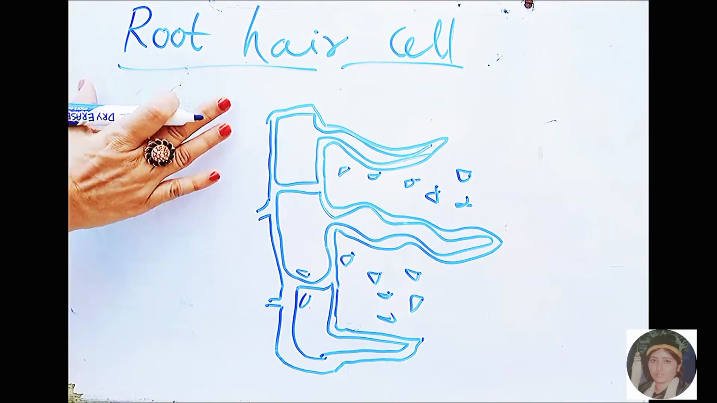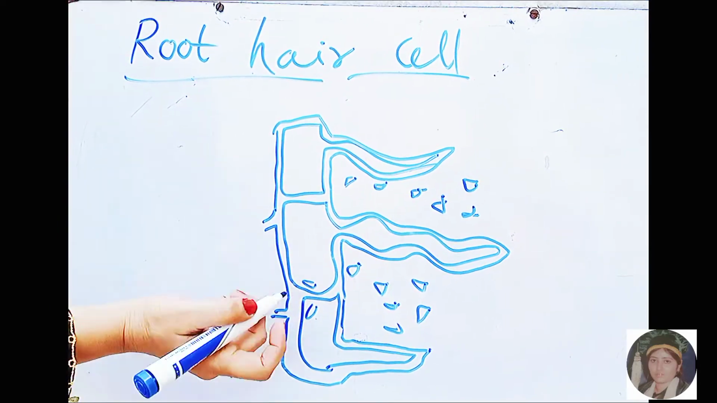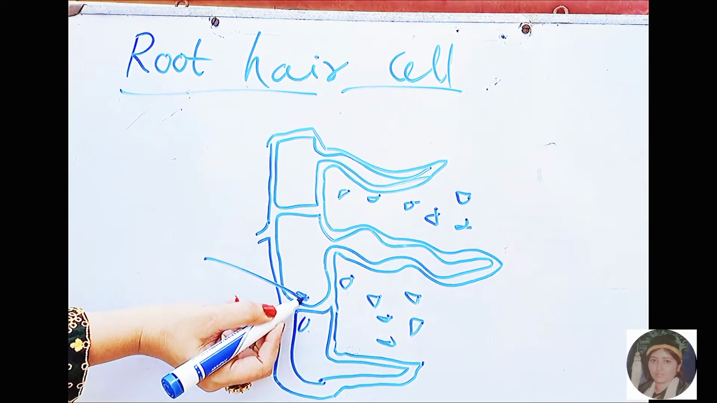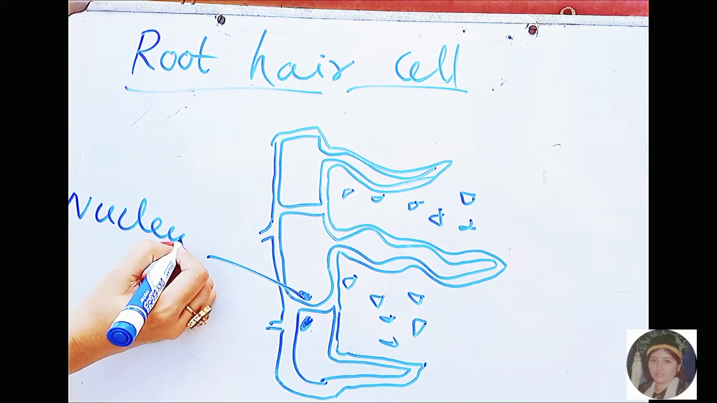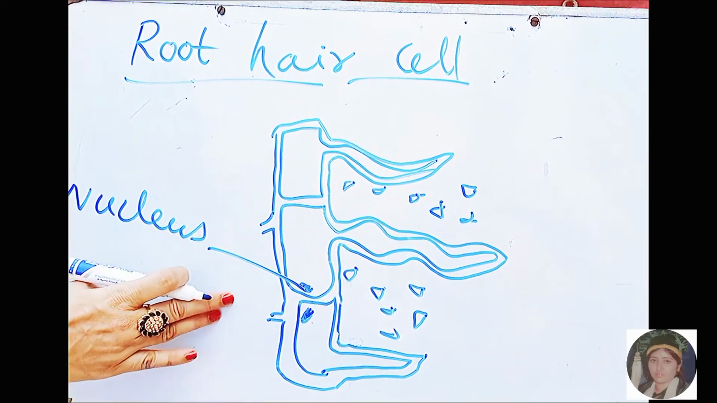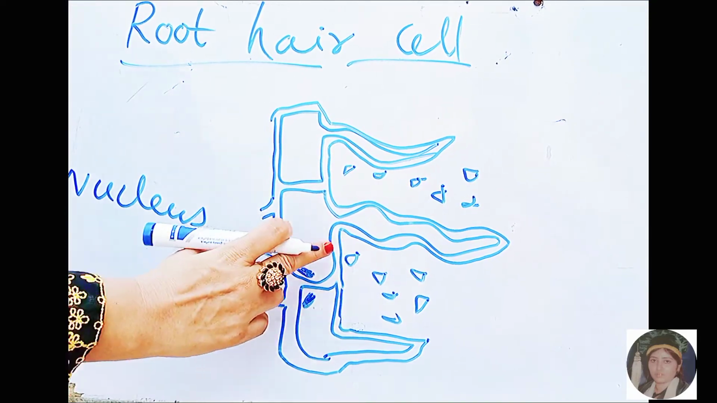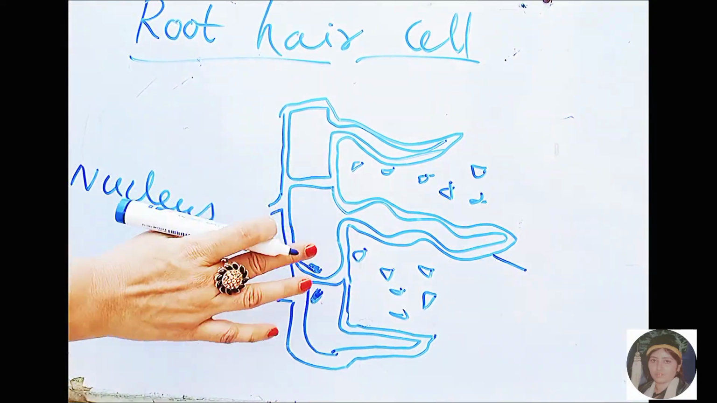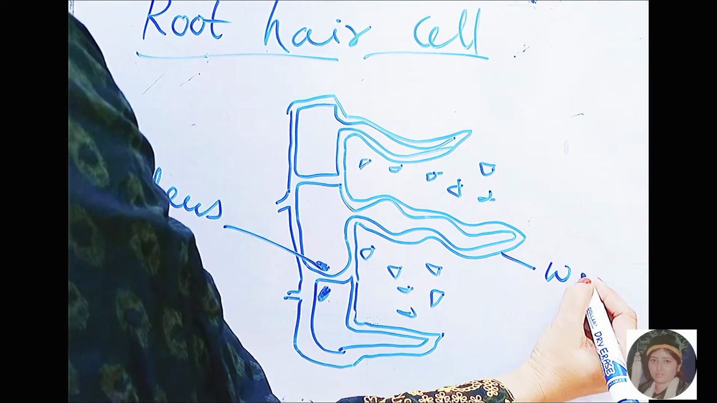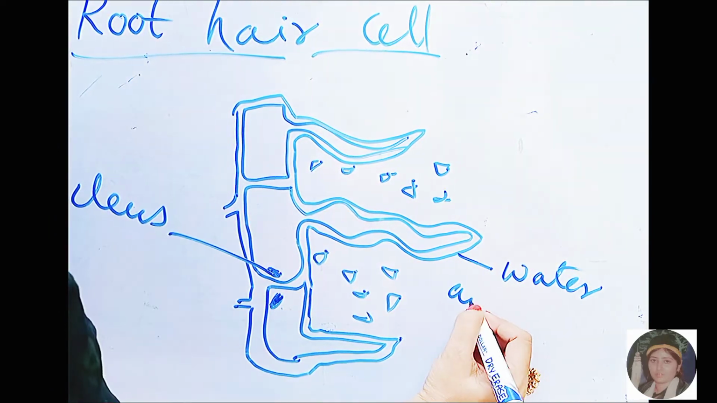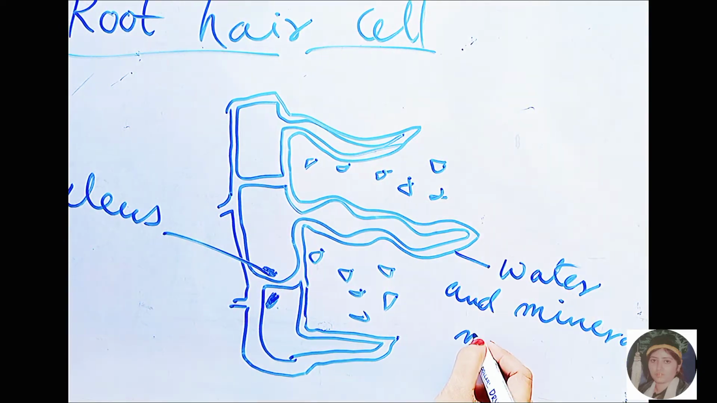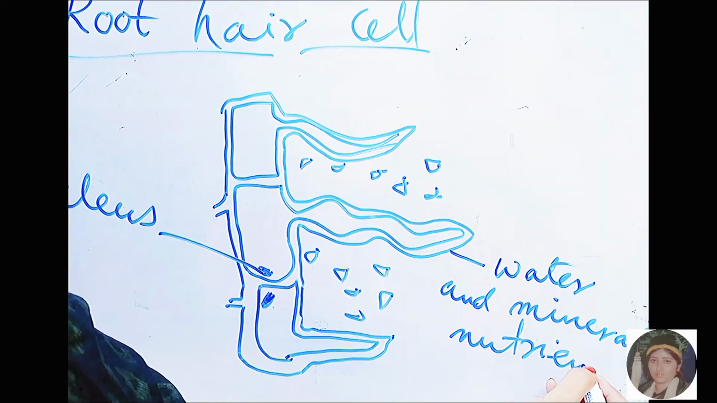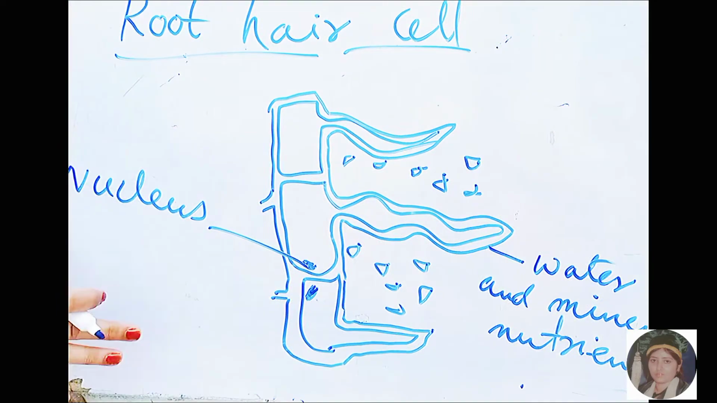Root hair cells. Root hair cells do not have chloroplasts. They do not need chlorophyll as they are mostly found underground and their job is to draw in water and mineral salts from the soil. They are long and thin to provide a large surface area. Takes water and minerals from the soil.